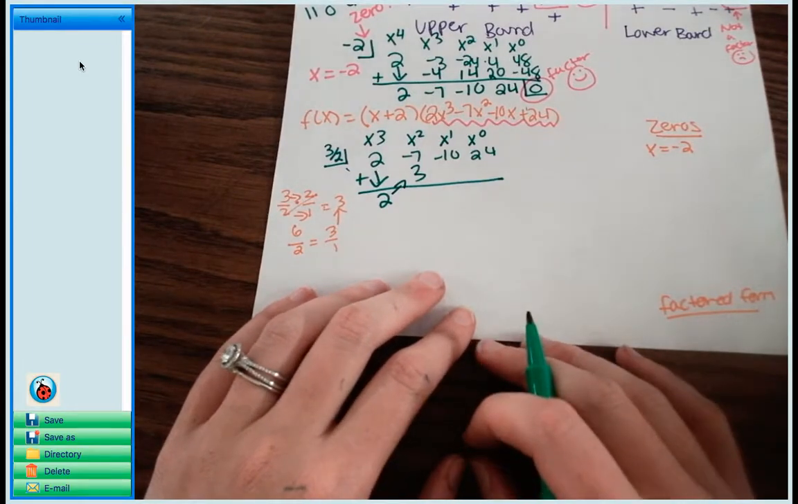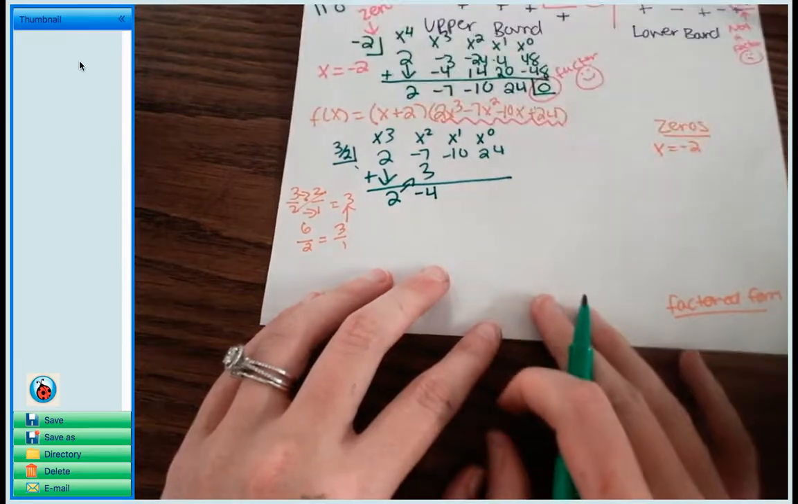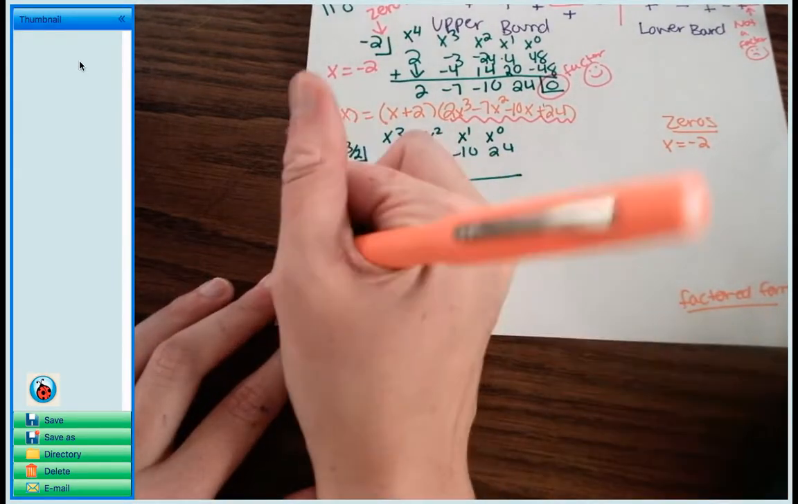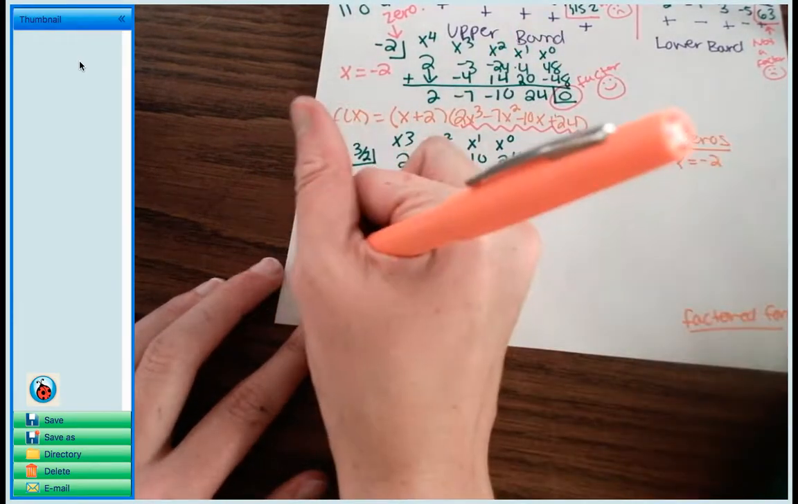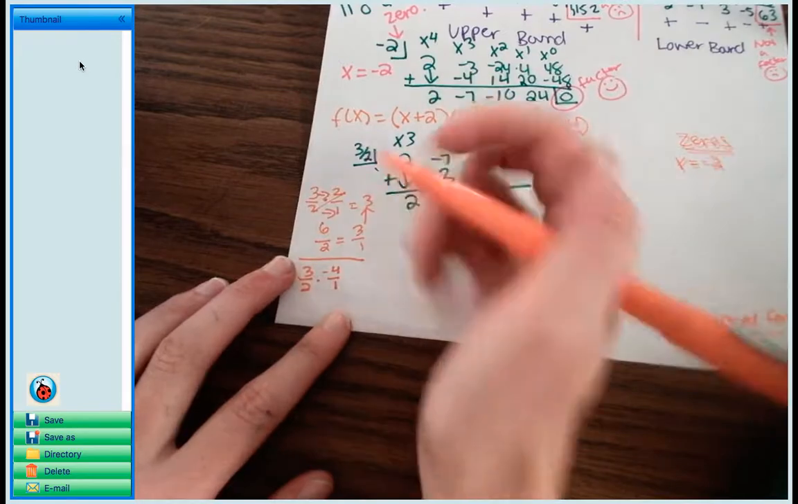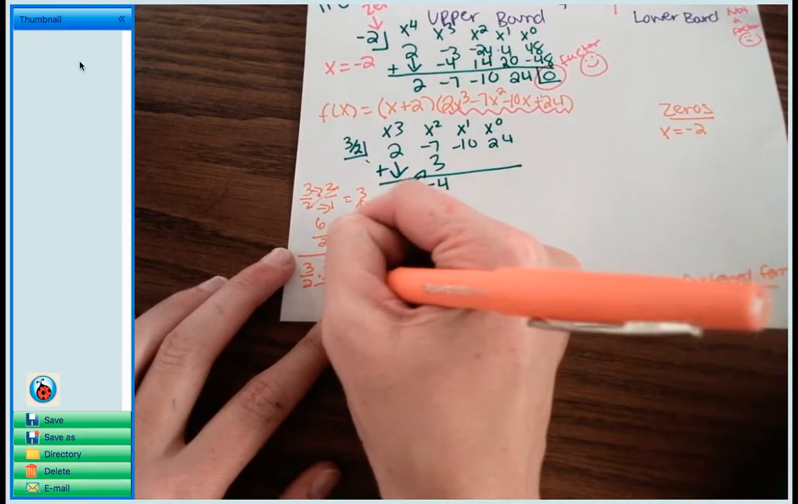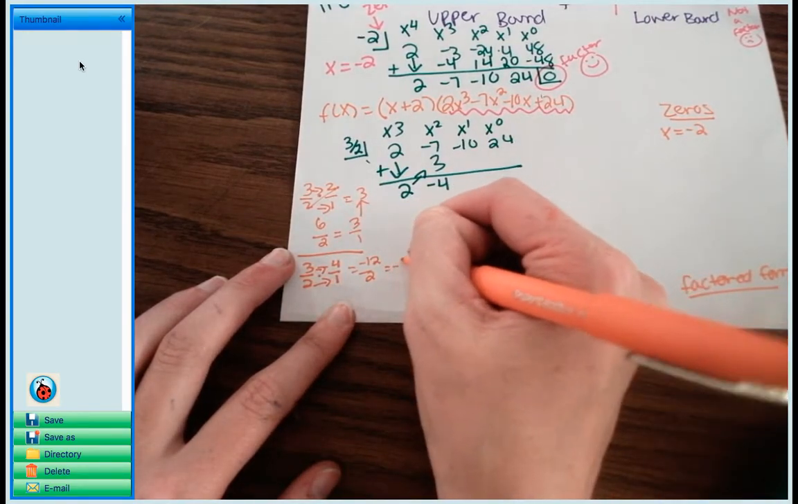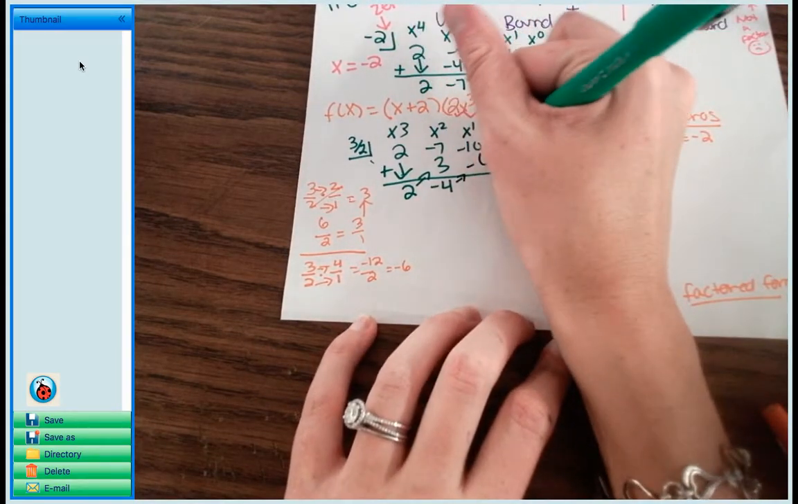I'm going to add down: negative 7 plus 3 is negative 4. I'm going to multiply it by the 3/2. I'm going to do that over here. So 3/2 times negative 4. 3 times negative 4 is negative 12. 2 times 1 is 2. And negative 12 divided by 2 is negative 6. Holy hot dog, you guys. So this will be negative 6.